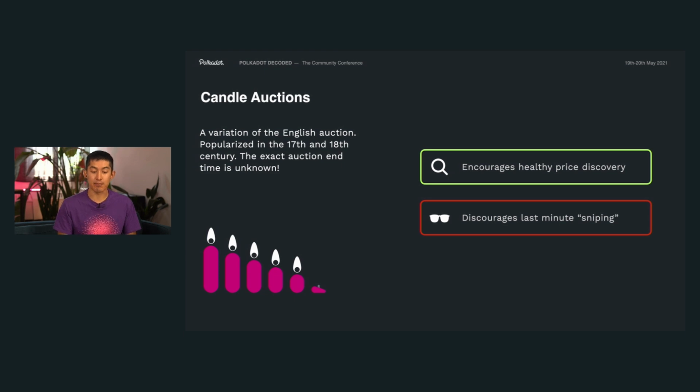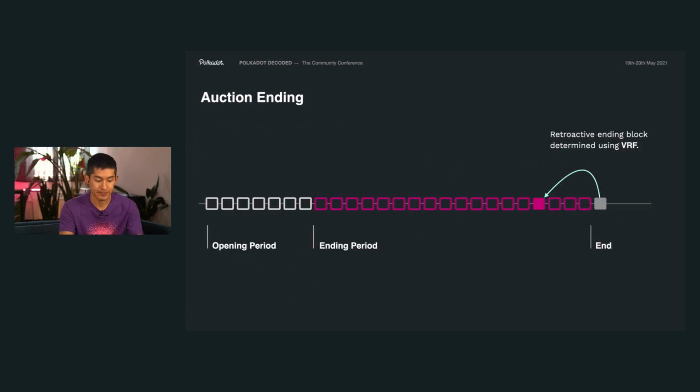And because of that, the process encourages bidders to make each bid as if it was their last. And this, of course, encourages really healthy price discovery early and discourages last-minute sniping. So, people jumping in last minute, making a huge bid and throwing off all of the economics.